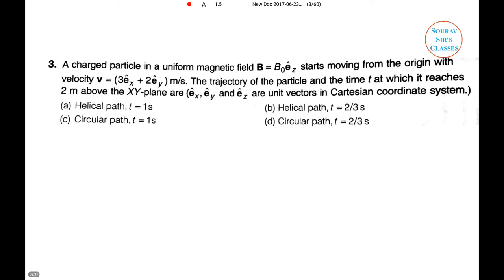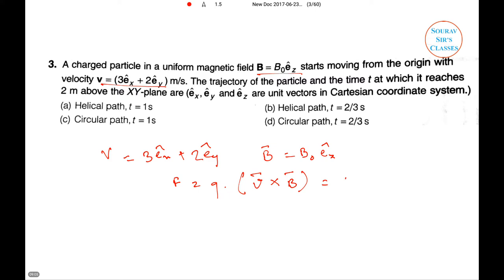First of all, you know the velocity. V is equal to 3 Ex cap plus 2 Ey cap, and B, the magnetic field, the second most important thing in this problem, is equal to B naught Ez cap. Now the force experienced by the charged particle is F equal to Q times V cross B. Simplifying it is very easy, as you know basic vector multiplication: 3 Ex cap plus 2 Ey cap cross B naught Ez cap simplifies into minus 3 Q B naught Ey cap.